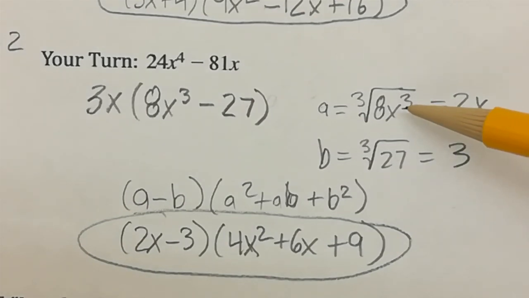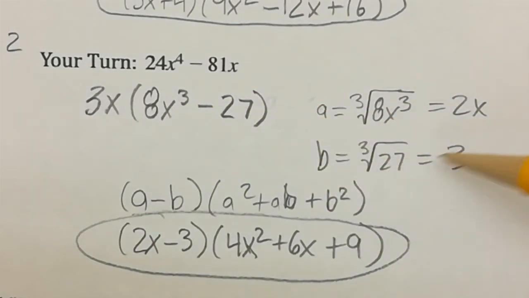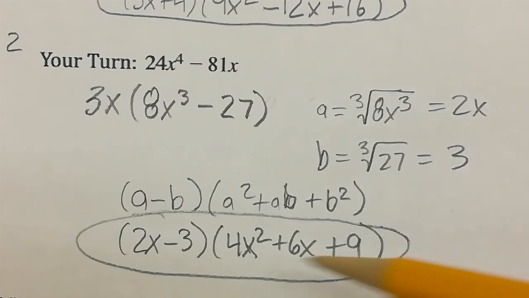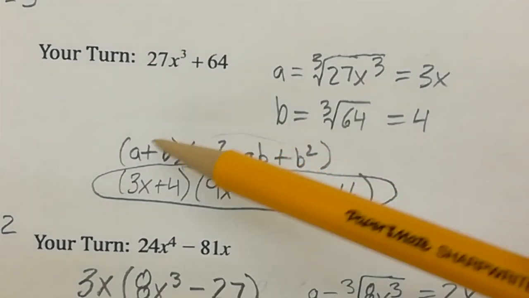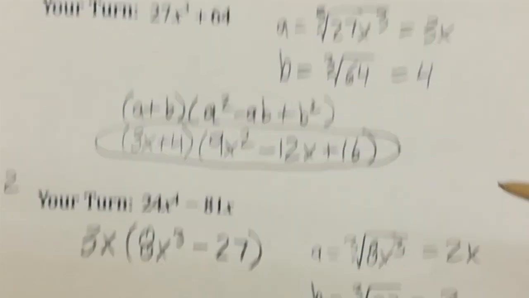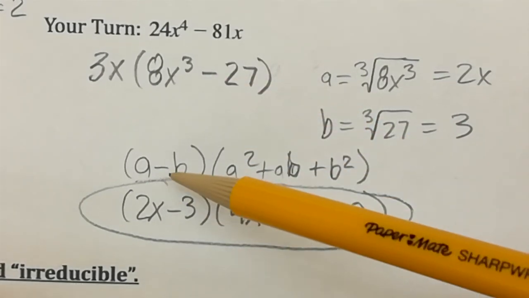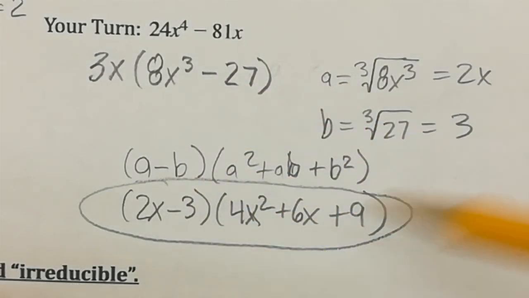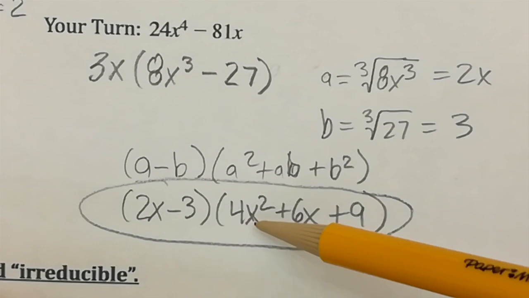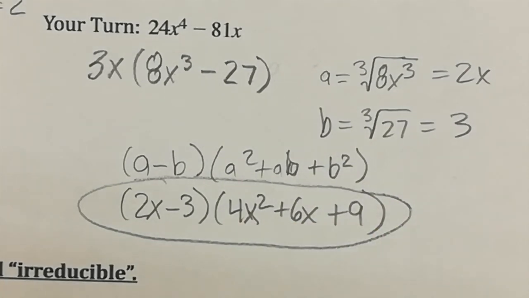And then you take the cube root of each of those, right? And so I got 2x is my a, 3 is my b. Oh, yeah, make sure you use the right formula in this one also. This was a sum of cubes, so make sure you use that formula. This was a difference of cubes, minus here, right? So you had to use that formula. Okay, so 2x minus 3, and then times 4x squared plus 6x plus 9.